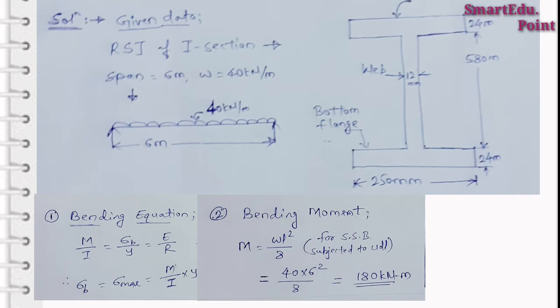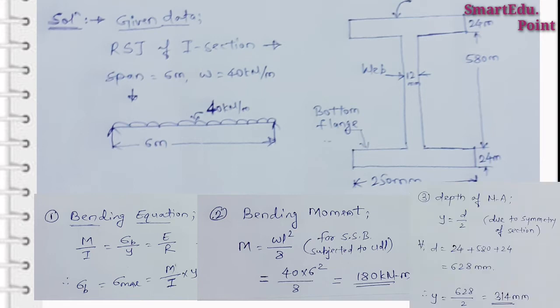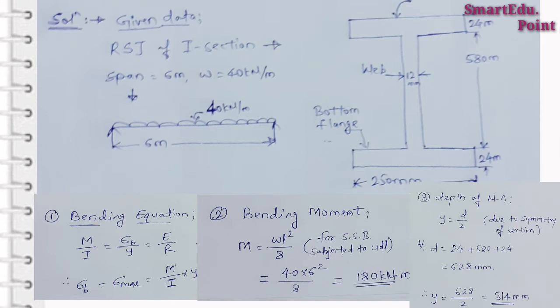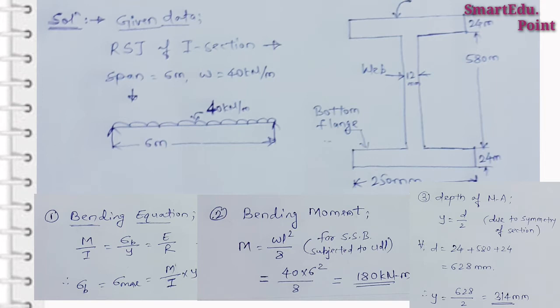Next step, we have to find the depth of the neutral axis from the extreme fibers. Due to symmetry of the given I section, or rolled steel joist beam, we can say y, or depth of the neutral axis from the extreme fibers, will be equal to d by 2, where d is the overall depth of the section, that is nothing but 580 plus 24 plus 24. So y equals 628 divided by 2, and we get y equal to 314 mm.